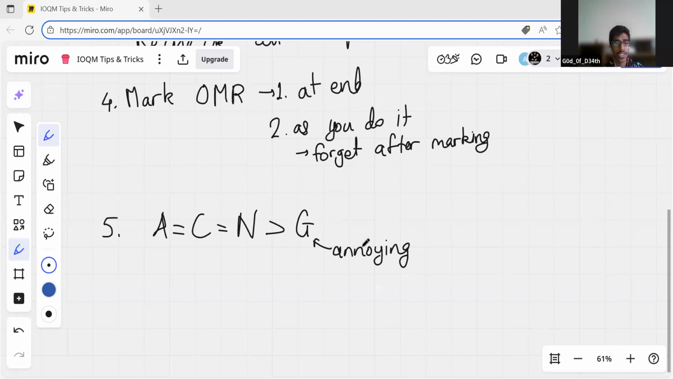Oh wait, have you inverted the inequality somehow? No, no, it's importance based. Like you should focus more on these subjects than geo. Okay, okay.